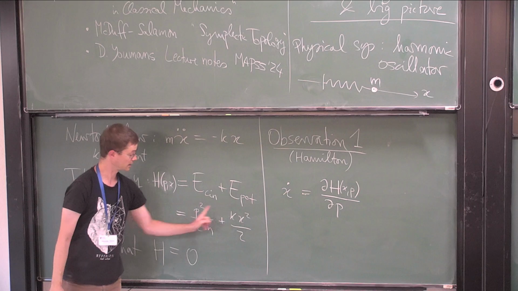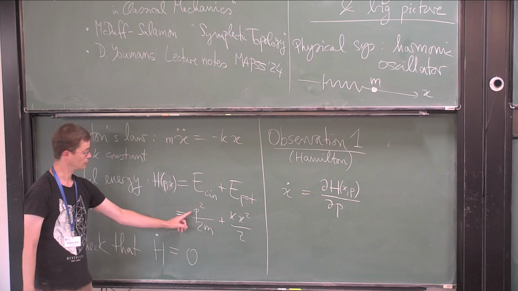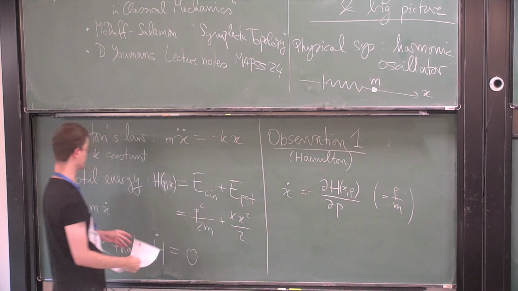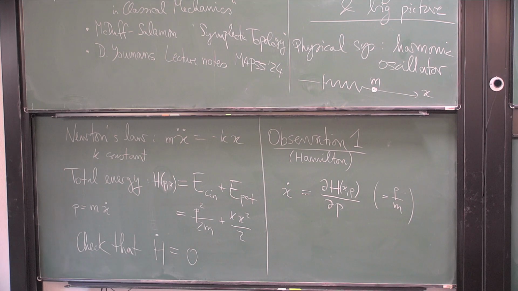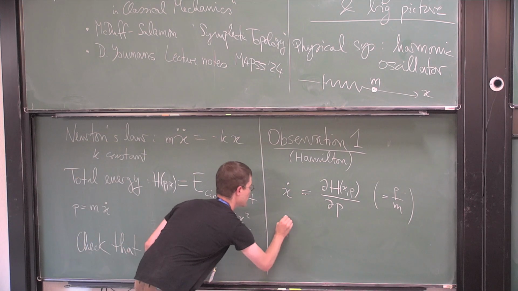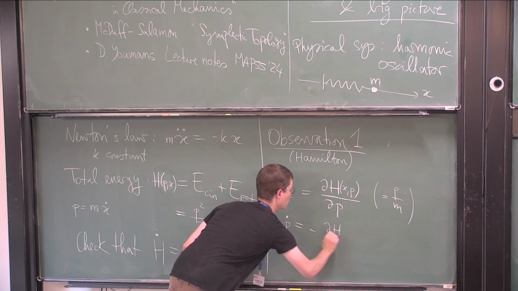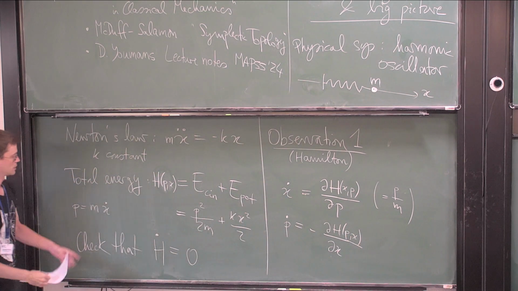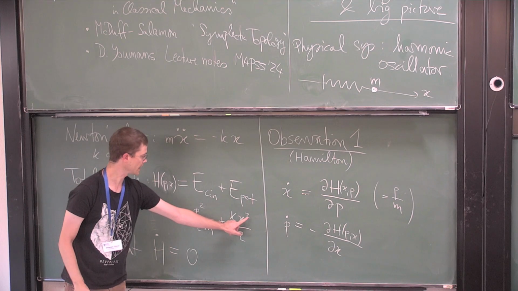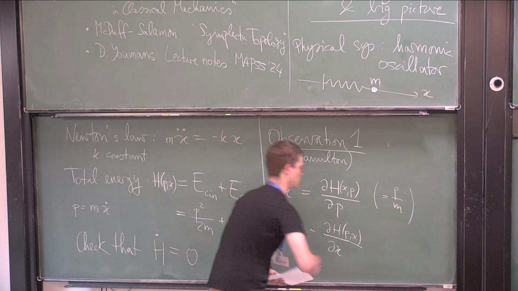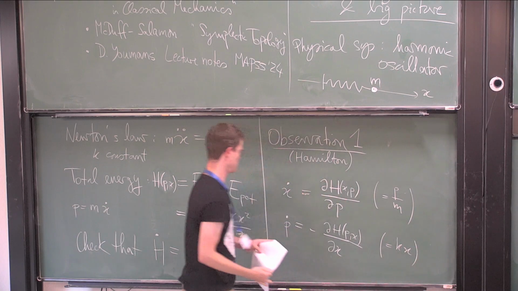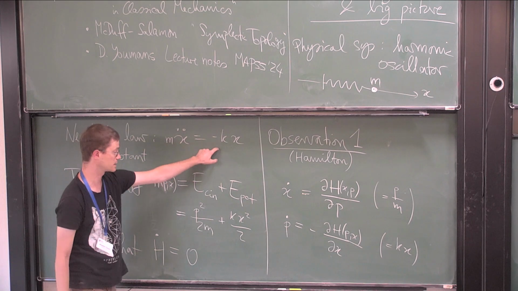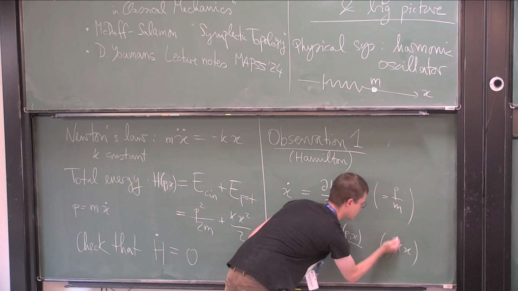If you do this, p and x are considered independent, k is just a constant, so you really get just p over m, and indeed p over m, by definition of p, is x dot. And if you compute p dot, this is simply given by dH over dx with a minus sign. So let's check. If I differentiate H with respect to x, I will get kx, and on the other side p dot is m x double dot, so this is minus kx. Oh yeah, that's a minus sign. That's right.